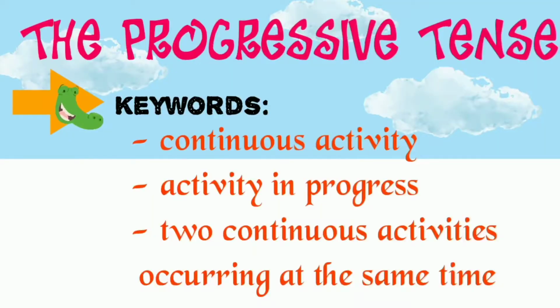One of the best ways to learn the progressive tense of the verb is to remember the keywords. Okay, here are the keywords when learning the progressive tense: continuous activity, activity in progress, and two continuous activities occurring at the same time. Yes, it is very important to note the keywords in learning the progressive tense.